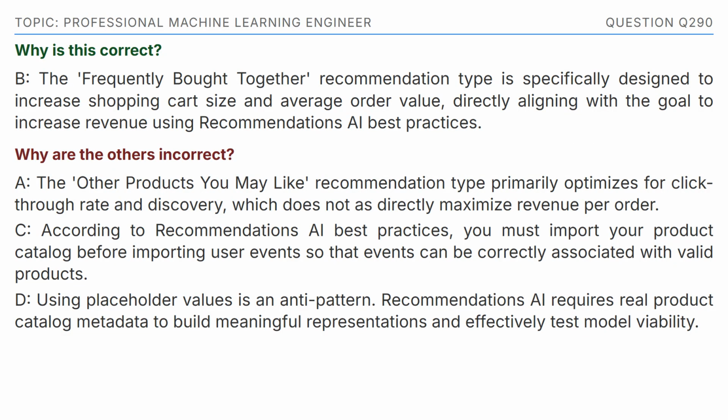Why is this correct? B. The frequently bought together recommendation type is specifically designed to increase shopping cart size and average order value, directly aligning with the goal to increase revenue using Recommendations AI best practices. Why are the others incorrect?